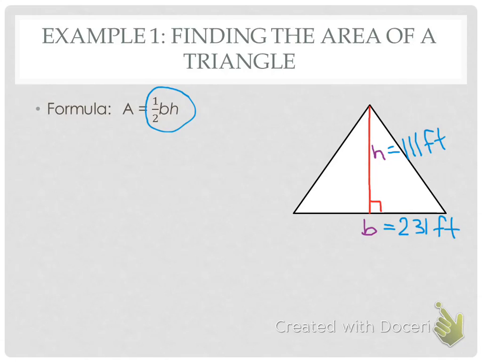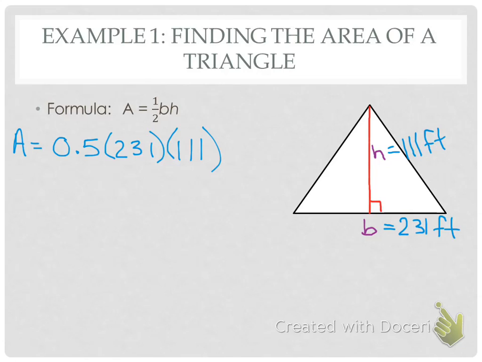0.5, right? Okay, so there are several ways that I could solve this, okay? And since we're using our calculators, the easiest way to solve it would be to change the fraction to a decimal and then multiply, all right? So I'll show you all that way. So the area equals 1/2, which is 0.5, times the base, which is 231, times the height, which is 111.